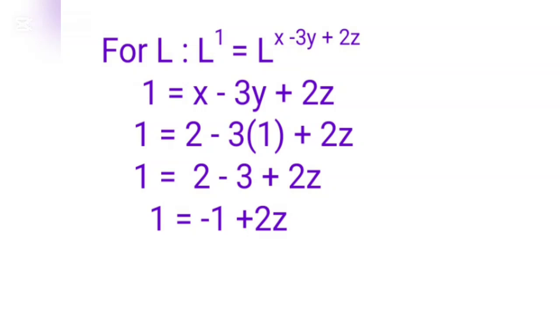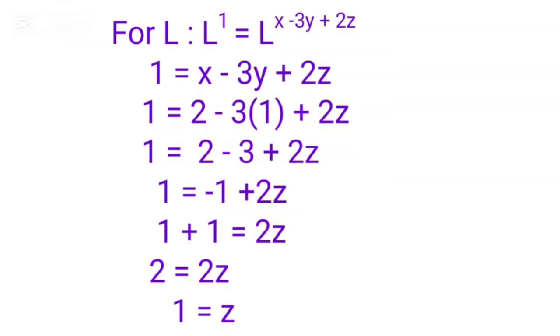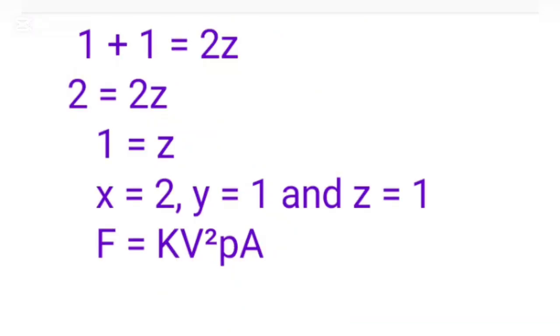Minus 1 we move to the other side, collecting like terms together. Then we have 1 plus 1 is equal to 2z. 2 will now be equal to 2z. Therefore, z is equal to 1. X is equal to 2, y is equal to 1, and z is equal to 1.